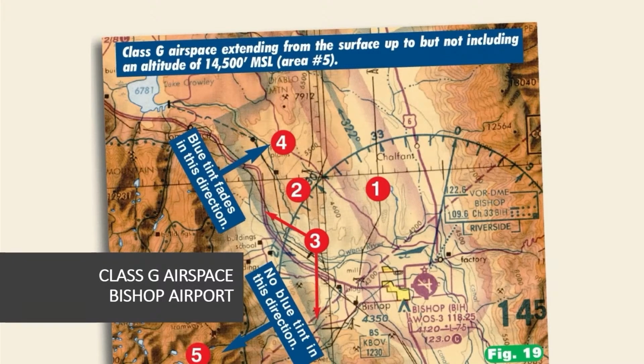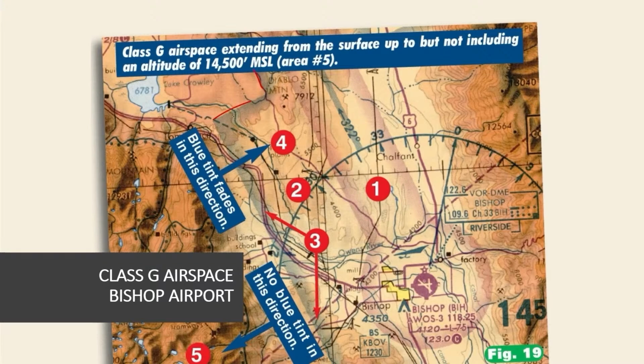If you looked on an old Los Angeles sectional chart, I think they stopped this in 2018-ish, you wouldn't find this anymore. Okay. So this is Bishop Airport. This is, I don't know, 100 miles south of South Lake Tahoe area, right next to Mammoth. And what we've got is this blue fade or this tint here.